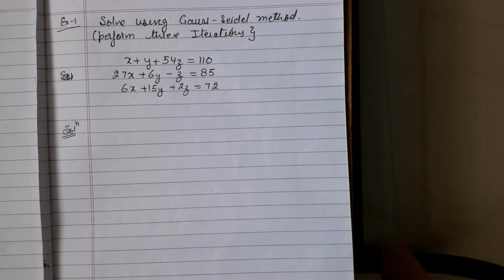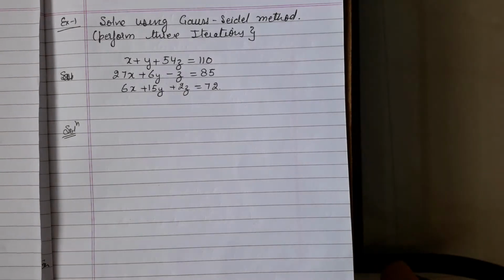Hello everyone. So in the previous video we discussed the condition for the Gauss-Seidel method and how to make the equations diagonally dominant if they are not given in that form. So let's start with the first example. Whatever the equations are given, first let's see whether they are in diagonally dominant form.